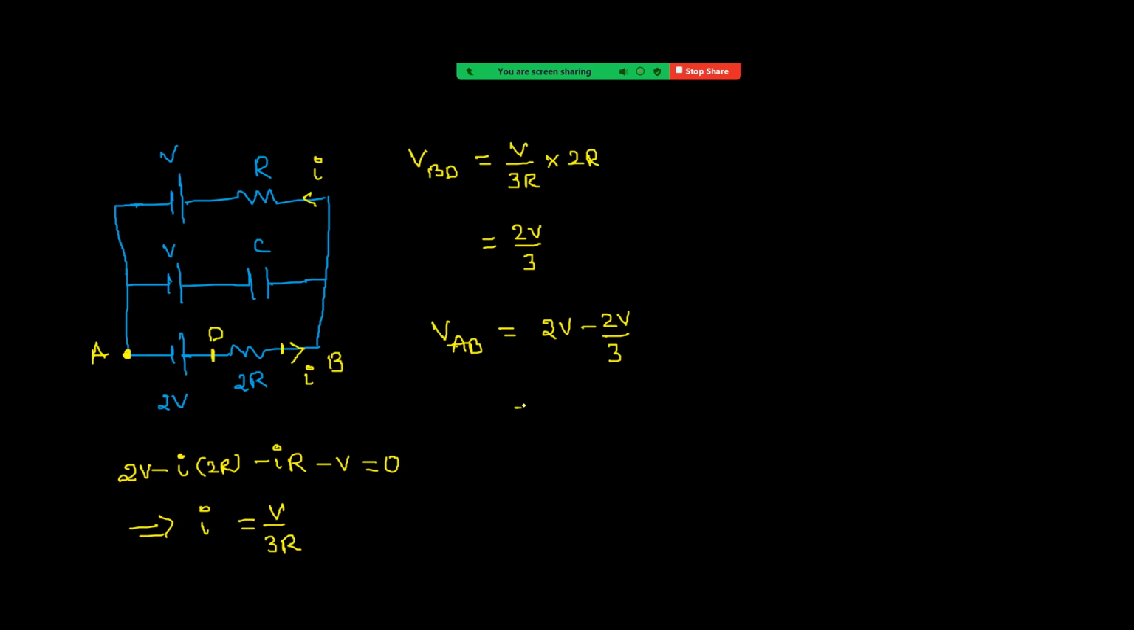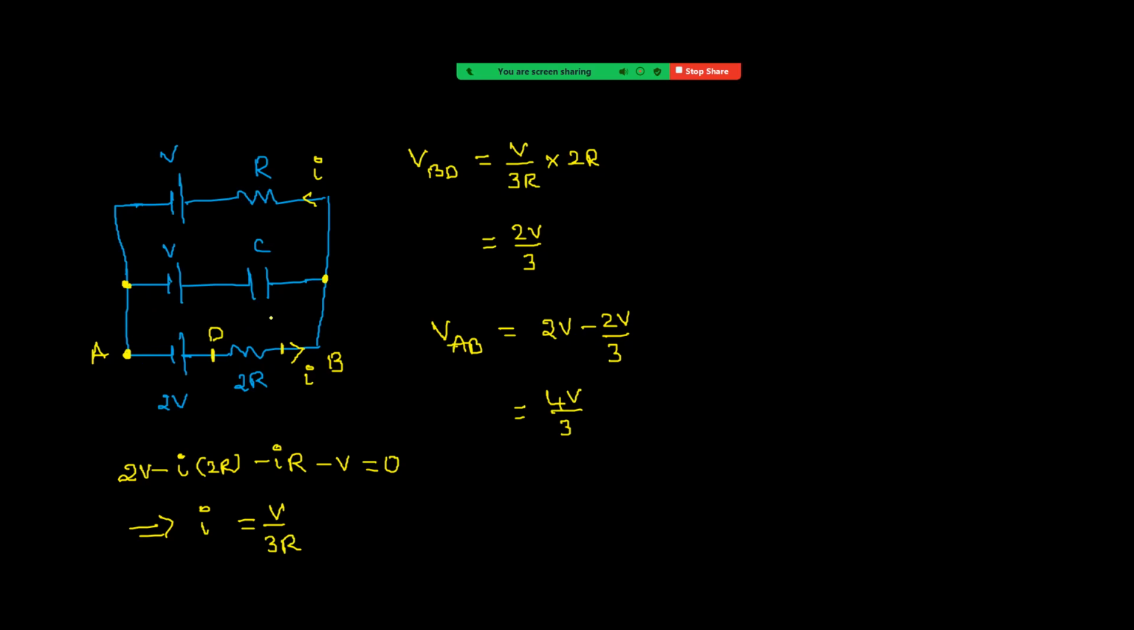See carefully. So we got the potential drop across BD, that is 2V by 3. Now I am calculating across AB. Across AB, how much? 2V minus 2V by 3. 3 to 6, 6 minus 2, 4. It is 4V by 3. That is now the potential difference across AB. That means between these 2 points, the potential difference is now 4V by 3.